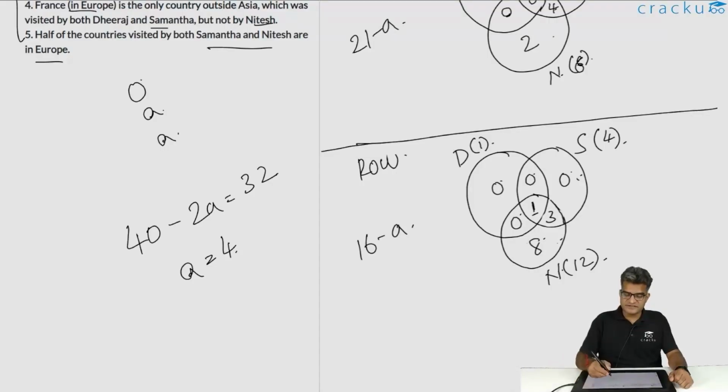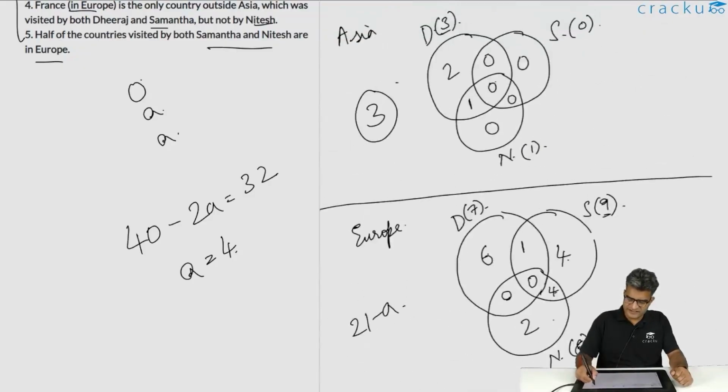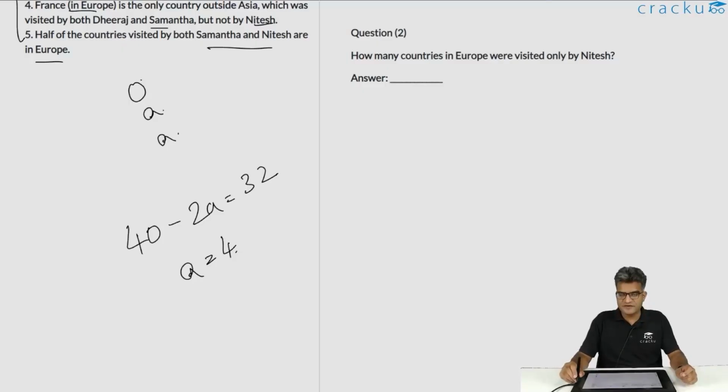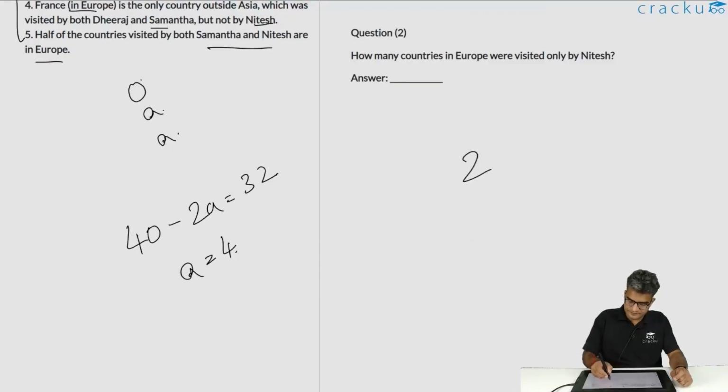So let us go ahead and answer the questions that follow. How many countries in Asia were visited by at least one of Dheeraj, Samantha and Nitish? The total number of countries in Asia that were visited by at least one of them is 3. How many countries in Europe were visited only by Nitish? The number of countries in Europe visited only by Nitish is 2.